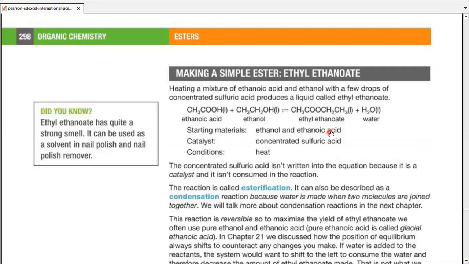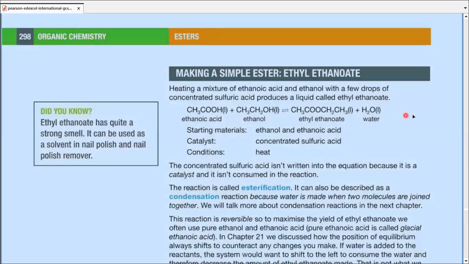So moving on, making a simple ester is very simple. We take ethanoic acid, CH3COOH. We take ethanol, C2H5OH. We combine them to form ester and water. The combination requires a catalyst, a few drops of concentrated sulfuric acid, H2SO4. It produces a liquid. That liquid has a very good fruity smell, as esters are nature's flavoring agents, so they have a pretty strong smell. They can be used as solvents in nail polish and nail polish removers as well, right?